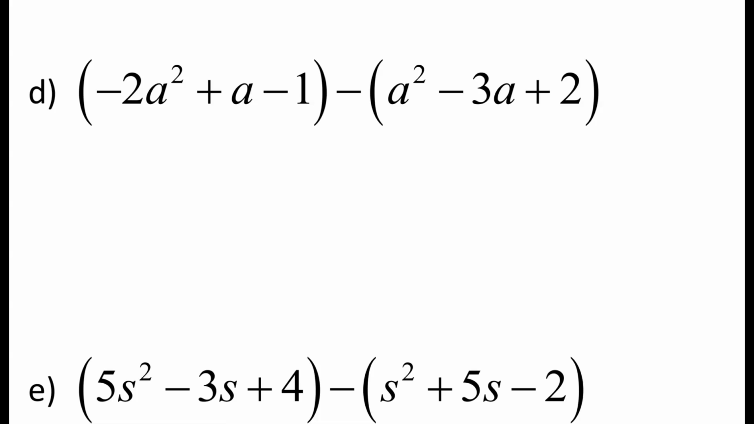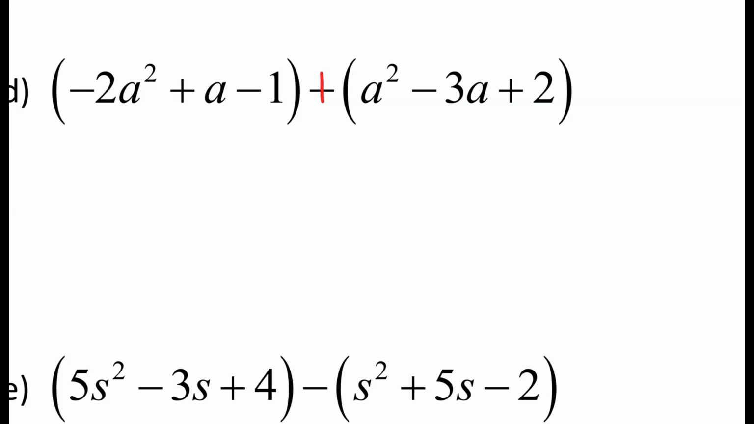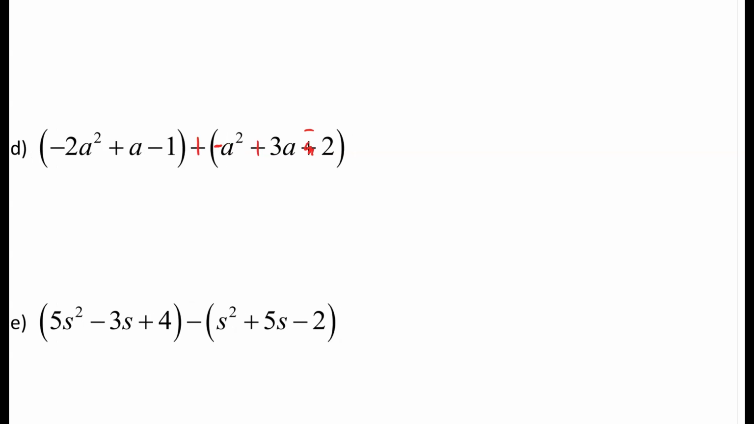For D, I have -2a squared plus a subtract 1 in the first set of brackets, subtract a squared subtract 3a plus 2. Again, I'm changing the symbol. So plus, this is going to a negative, change to a plus, and this is changing to a negative. I'm going to do this vertically on the right here.